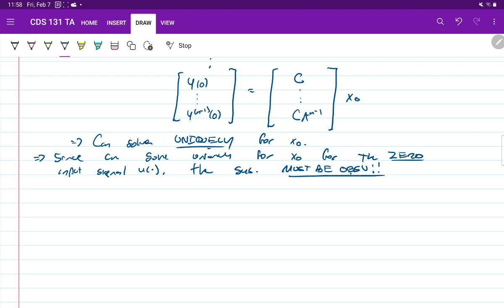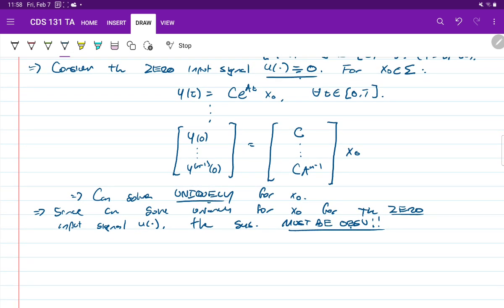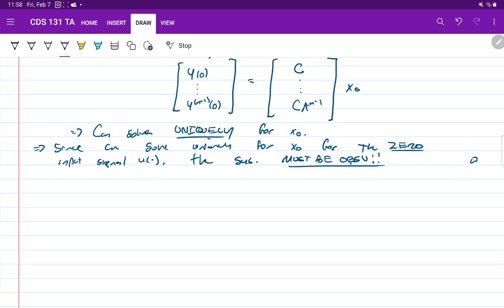Since it seems like the 0 input response entirely characterizes my initial condition, right, because of this observability matrix rank condition, this means that this 0 input will distinguish between any two initial conditions out there, all right? So my system must be observable. All right, fantastic. And that's a proof.